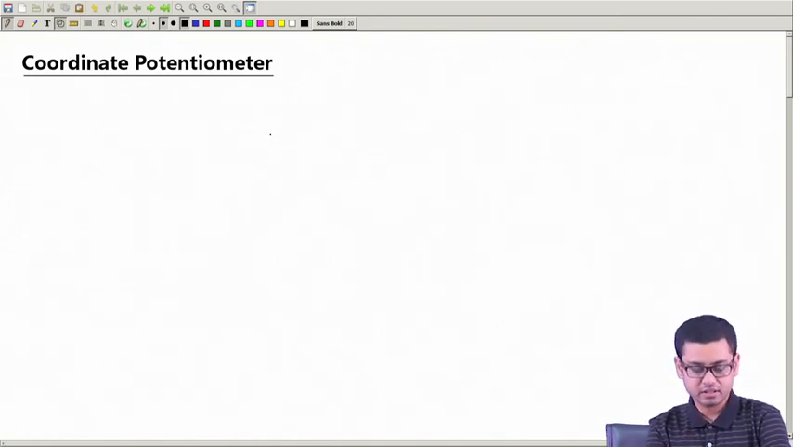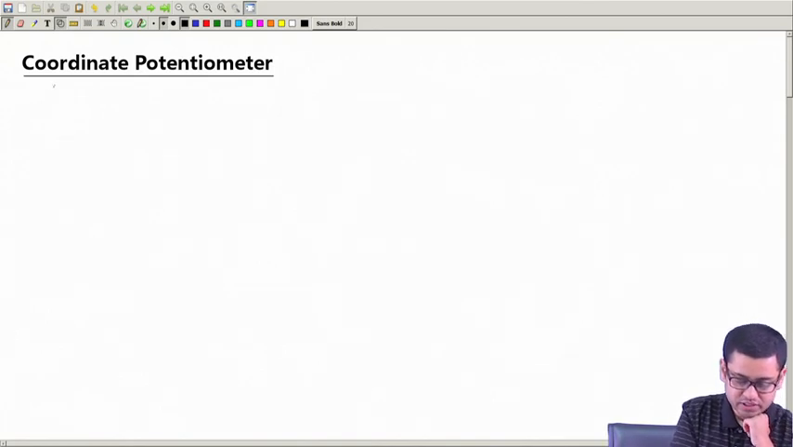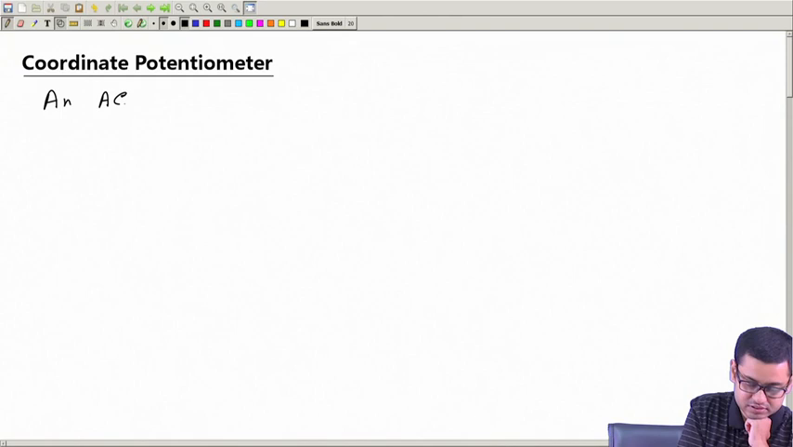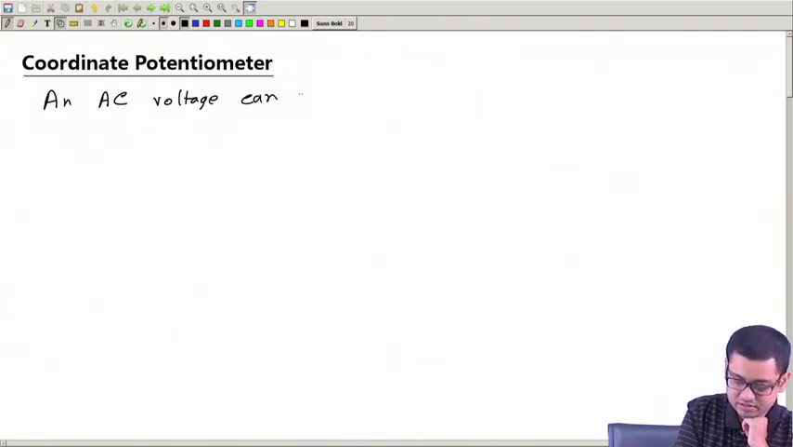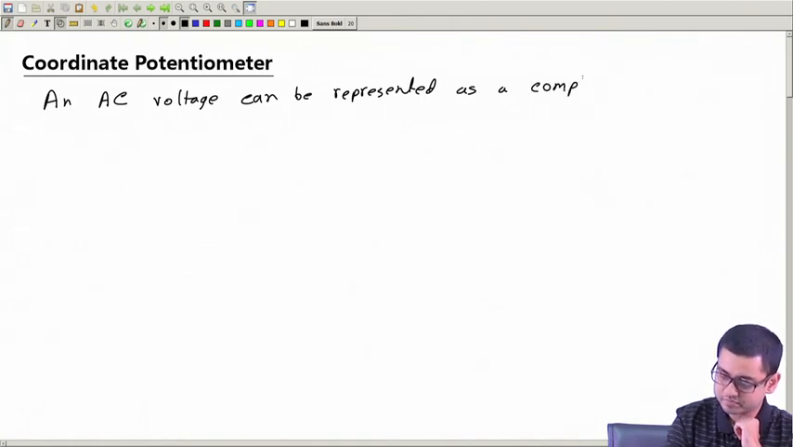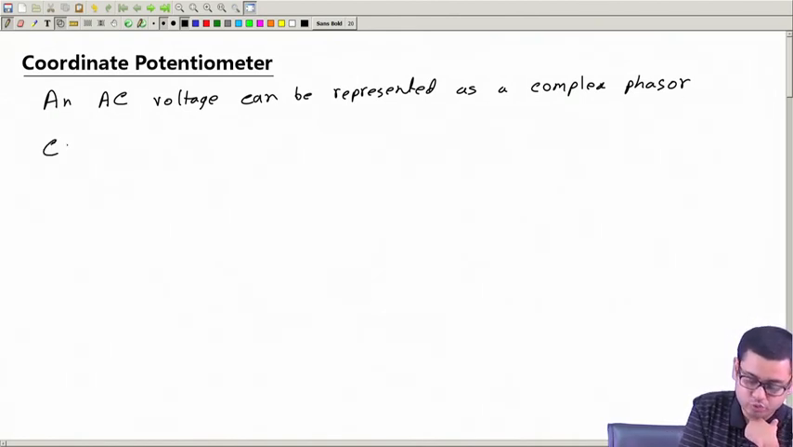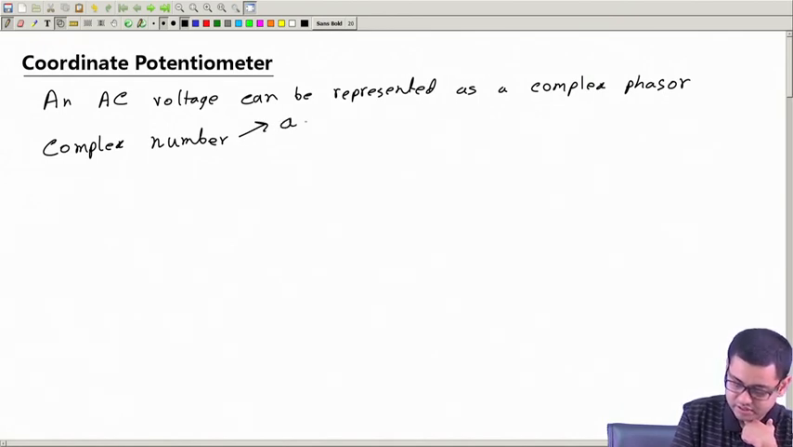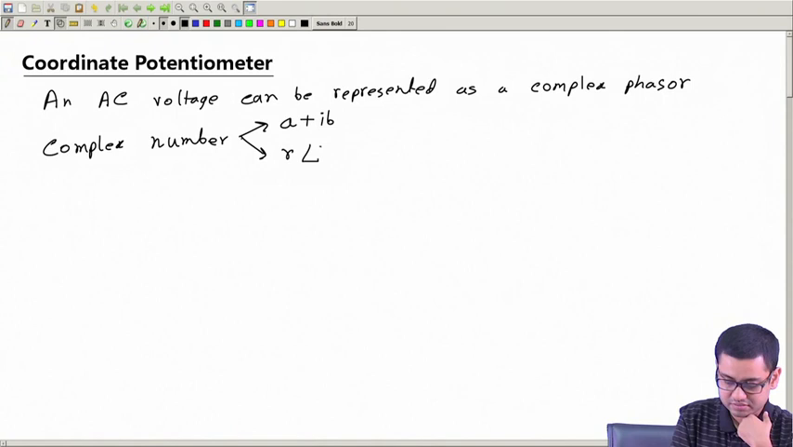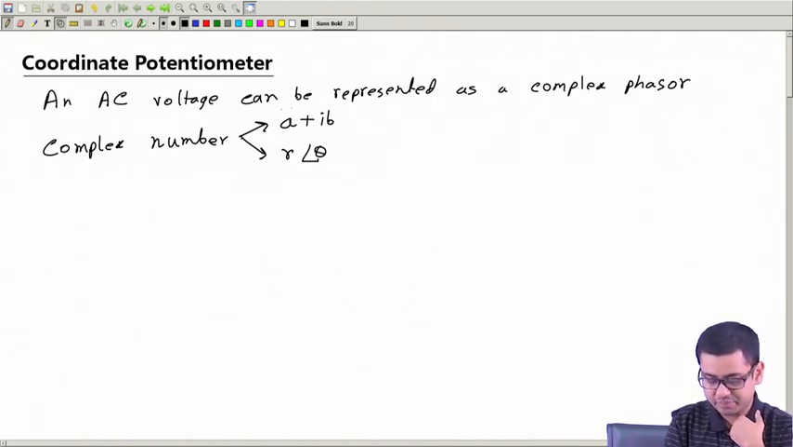Before we come to this, let me motivate you by saying that an AC voltage can be represented as a complex phasor, a complex number. Now, a complex number can be represented in two forms. One is A plus iB. Another is R angle theta, that is, magnitude and the angle. So, we can represent a complex number in two forms.